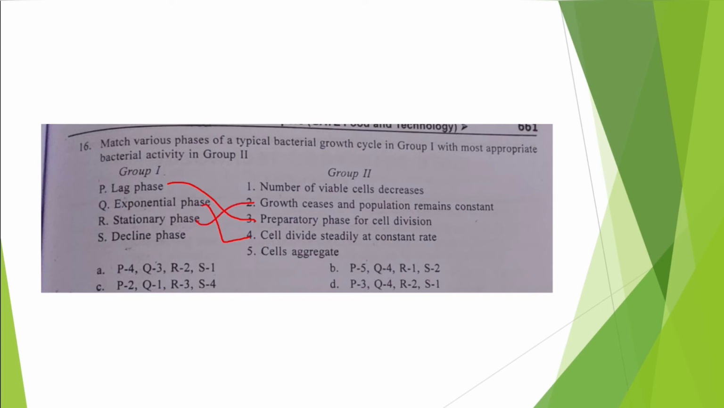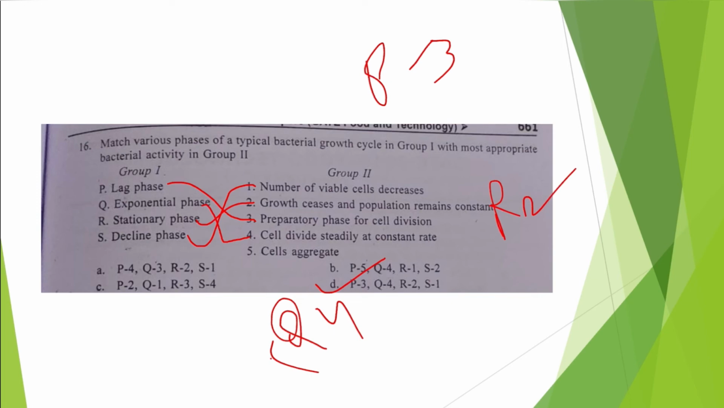Then decline phase, in which the viable cells decrease. So the correct answer is D, that is P3, Q4, R2 and S1.